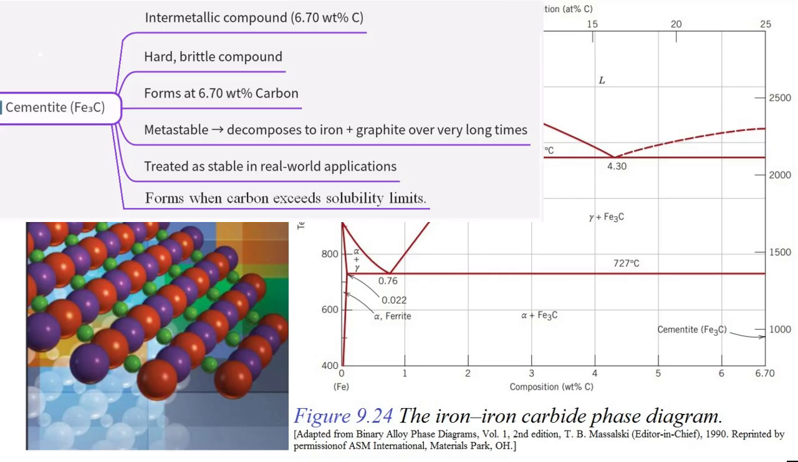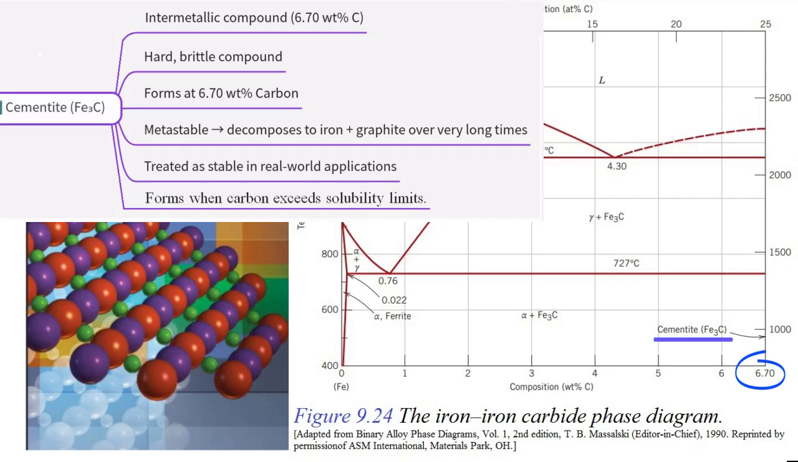That vertical line at 6.70 weight percent carbon, it forms when you have more carbon than can dissolve in the iron phases, right? Exactly. It forms when you exceed the solubility limit in either ferrite or austenite, and it can exist alongside both of them in those two-phase regions you mentioned. How does it compare to ferrite and austenite? Well, cementite is fundamentally different.